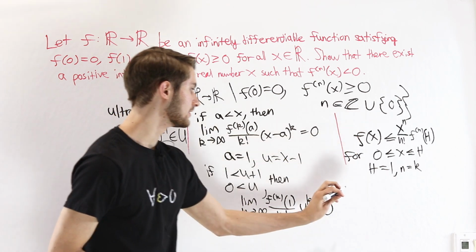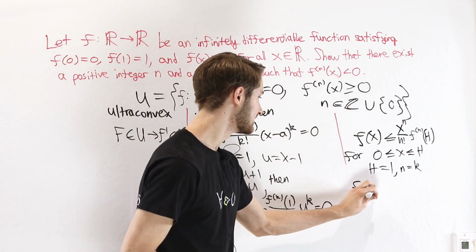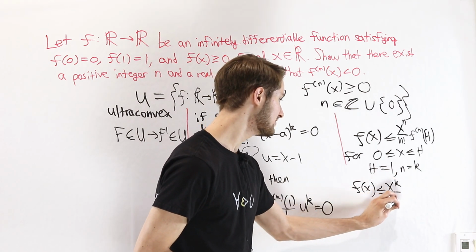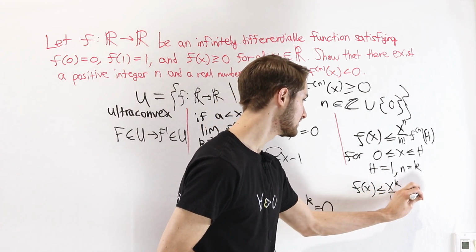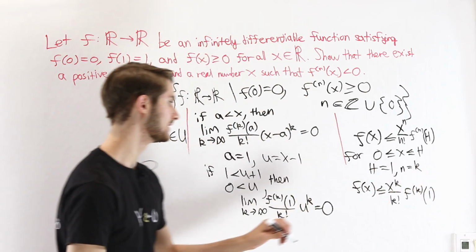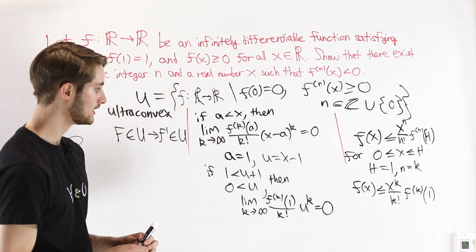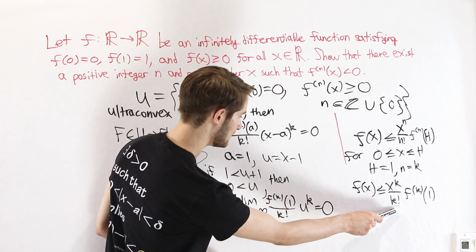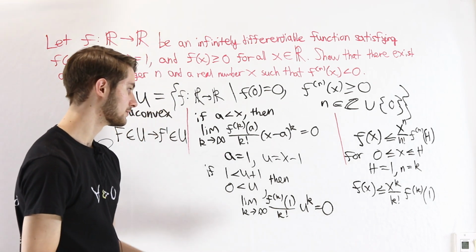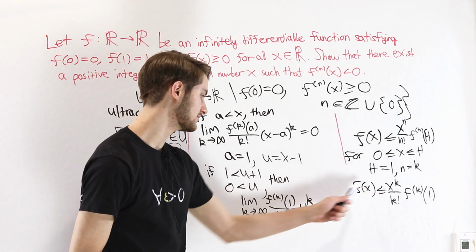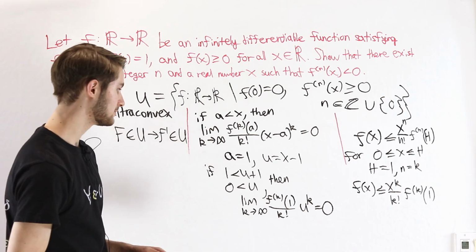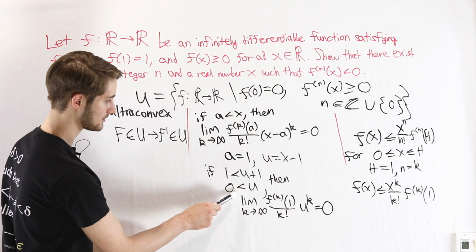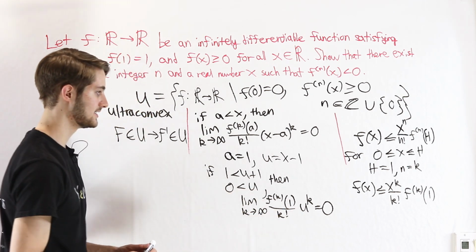That means over here, we're going to get f of x is less than or equal to x to the k over k factorial times the kth derivative of f evaluated at 1. And look at that. This expression is exactly the same as what we have over here, with the difference of x versus u. But that doesn't matter because, like we said before, u is a dummy variable. We could easily put, if x is greater than 0, then x in here.